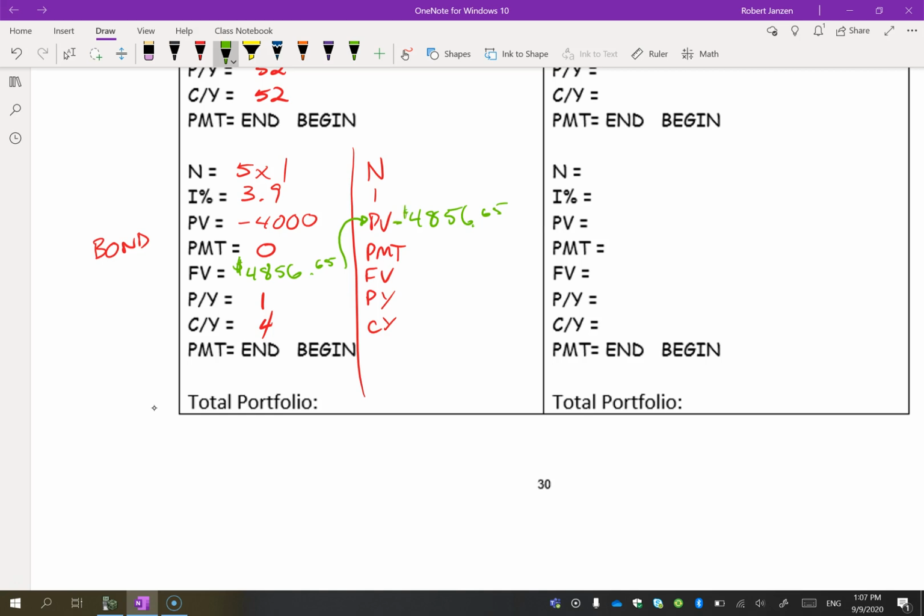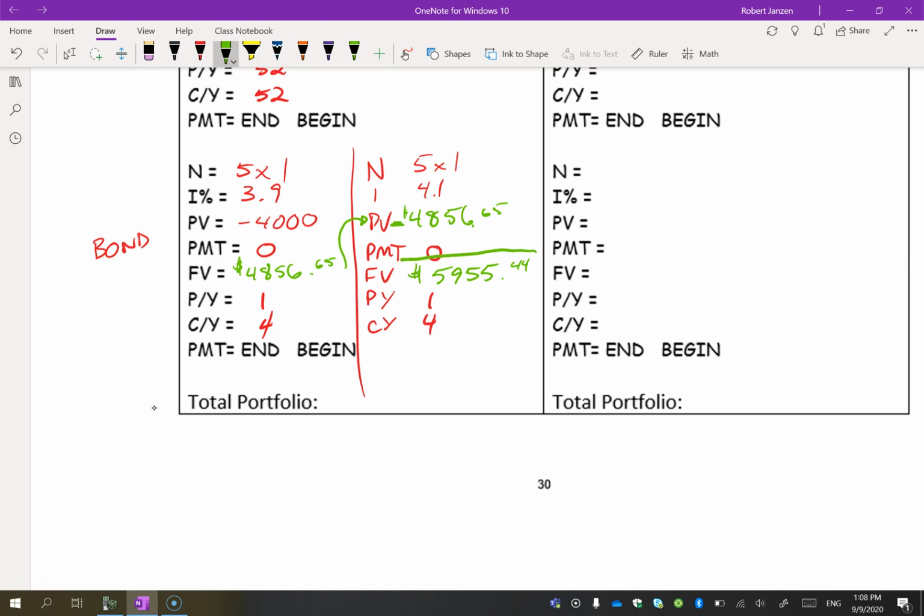Okay, and make sure that this becomes negative here now. All right, we're going to invest that again for 5 years. This time the interest rate's a little bit better, 4.1. Make no monthly payments, and it's still 1 and 4. So what is this going to be worth? It's going to end up at $5,955.44.